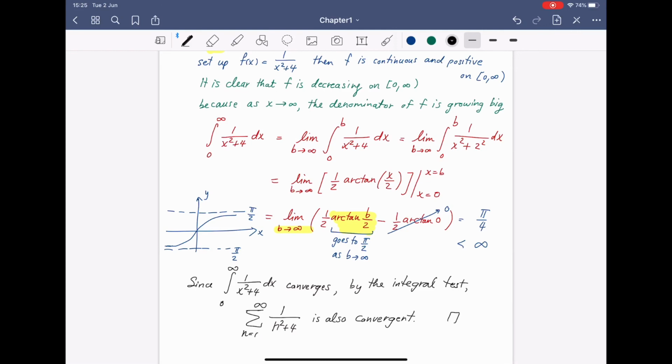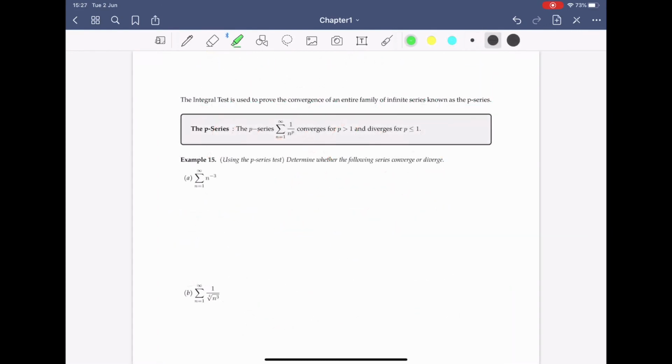And that is how we do the integral test. To wrap up this section, we're gonna talk about the p-series. The p-series is super easy to use, and we obtain this from the integral test. So let's look at the statement of the p-series. The p-series is of the form 1 over n to the p.